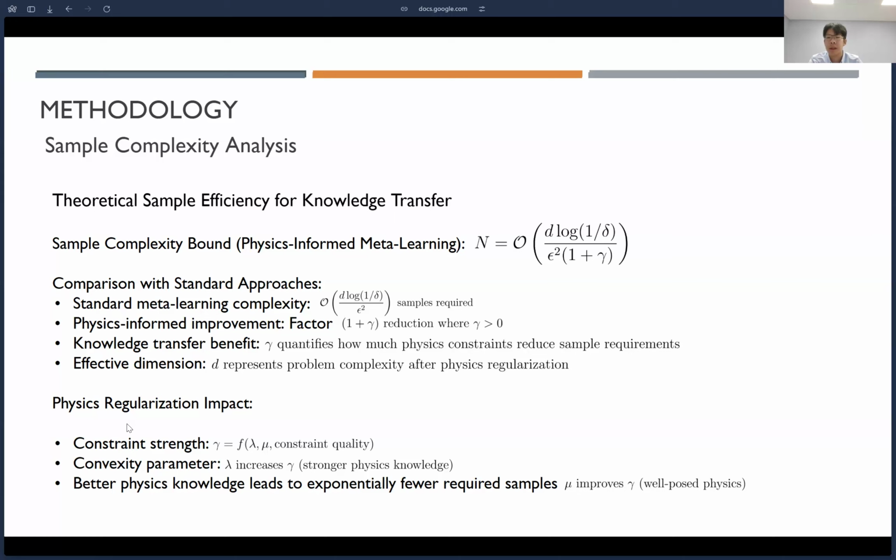The effective dimension d represents problem complexity after physical regularization. The physics regularization impact depends on constraint strength, and gamma equals f of lambda, mu, and constraint quality. Constraint strength lambda increases gamma, indicating stronger physics knowledge, and the convexity parameter mu improves gamma for well-posed physics problems. And so better physics knowledge leads to exponentially fewer samples required. The key is that transferring physics knowledge across tasks provably reduces sample complexity compared to learning each task separately and independently.